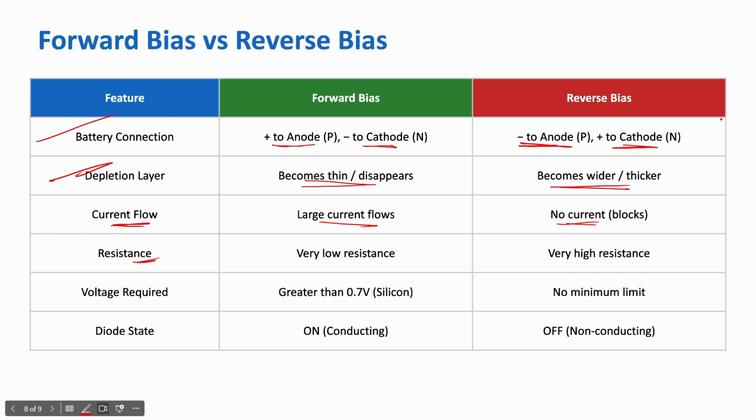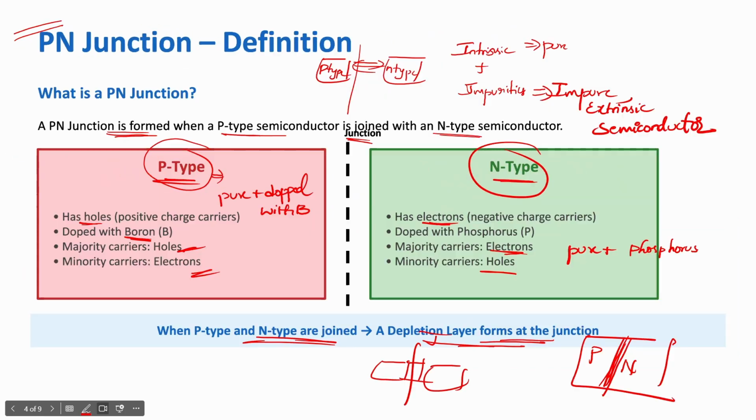You know that the current is inversely proportional to the resistance. So if the current increases, the resistance is very low. Here the resistance is very high. The voltage required for forward bias is 0.7 volts. Below 0.7 volts it is not going to conduct current. So we must give a voltage greater than 0.7 volts. There is no minimum current limit; whatever we apply, if there is no current flow, there is no use. Diode state on means it is conducting. In reverse bias, the diode state is off, so it is not conducting any current.